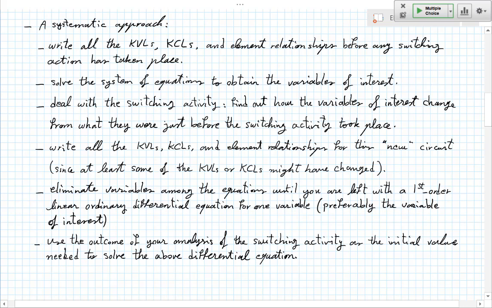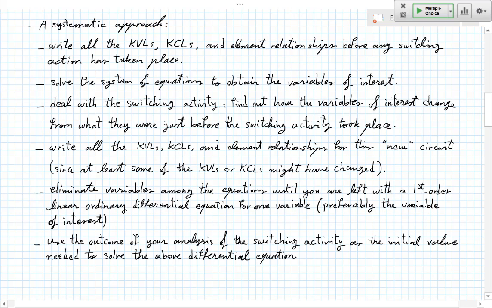Yeah. How do the element relationships change? How are the element relationships going to change during the switching? That's a good question. A lot of them won't. So let's say if you have a capacitor, unless you make a physical alteration to that capacitor, it's not going to change. A resistor, an inductor, right?